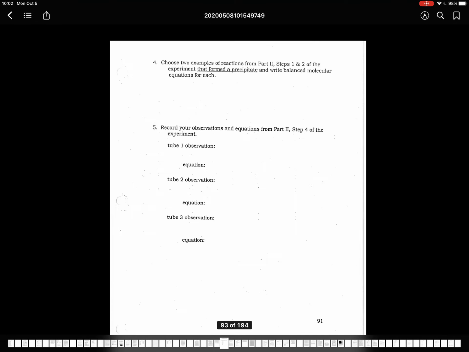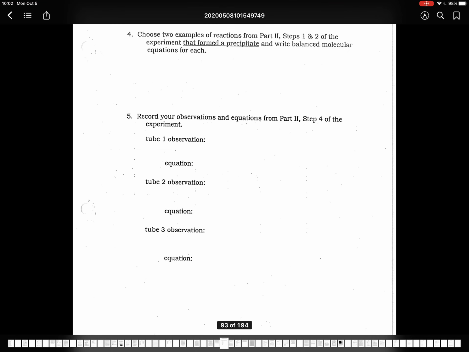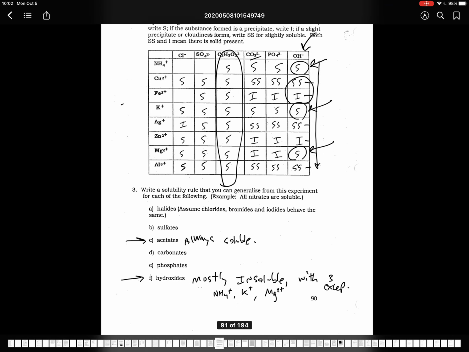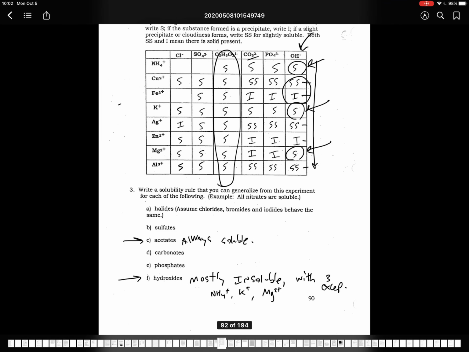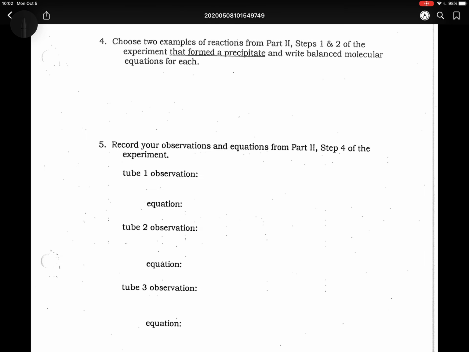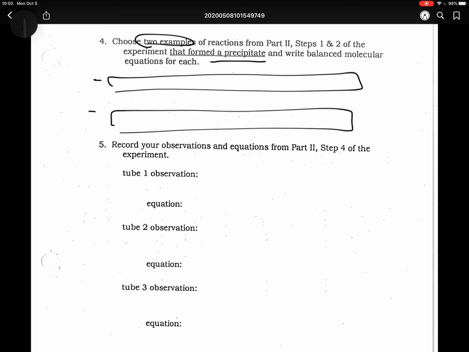All right, for this page, you guys are choosing two of the reactions from that table that I just showed you. So two of these reactions that produced solids, so any of the I's or SS's, and you are going to write balanced equations. Notice that you're writing two balanced equations, okay? They have to have formed a solid. You're going to write the entire equation, all right?